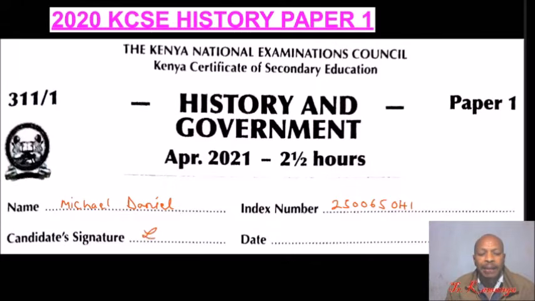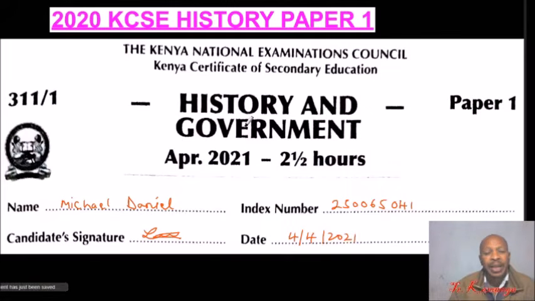Then you sign here. And the dates. The date, maybe it was done in 4th, just an example, 4th of April, 2021. So that is the information required in this page, and it is important because the examiner will be able to use this information to grade you. If you don't give this information, your work may get lost. The name you can write in capital letters, no problem.